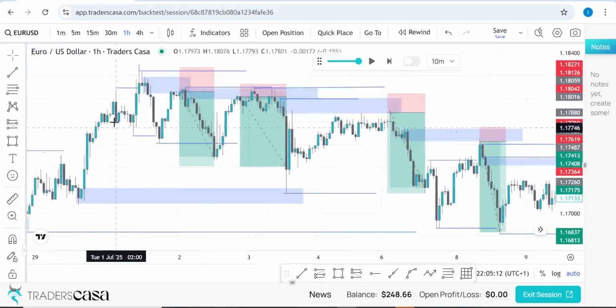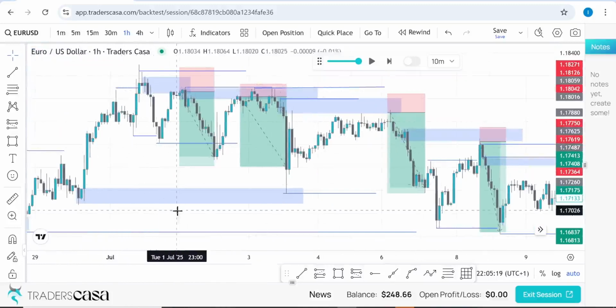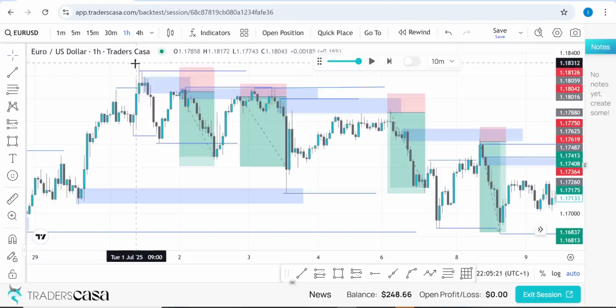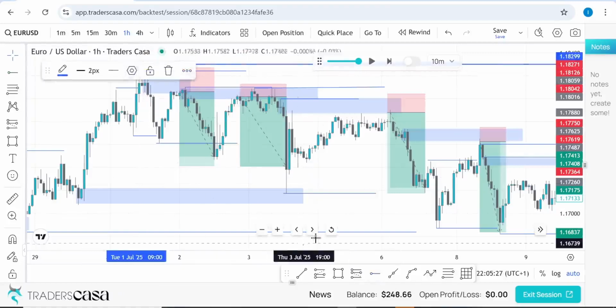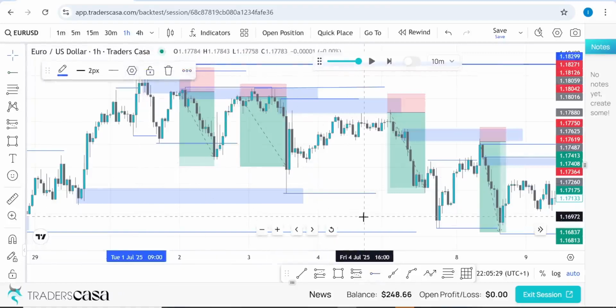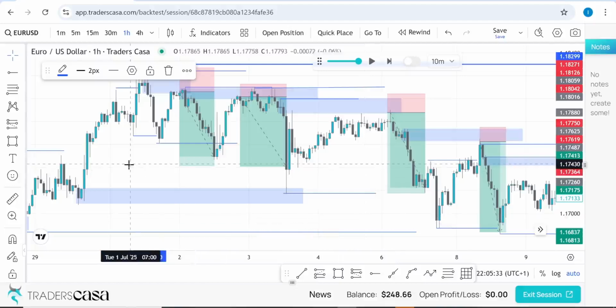So immediately I saw this market structure shift. As I saw it, I already knew that this market is going to come down, because this has already dictated that this is a swing high for this 4 hour bullish structure. It's on a high range. It needs to start coming down now.